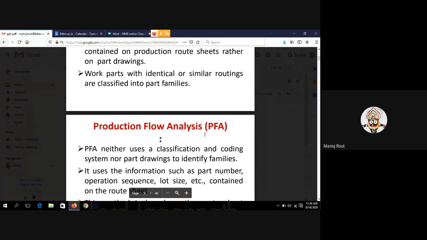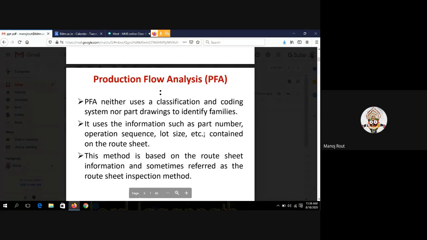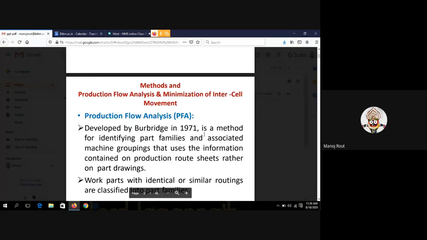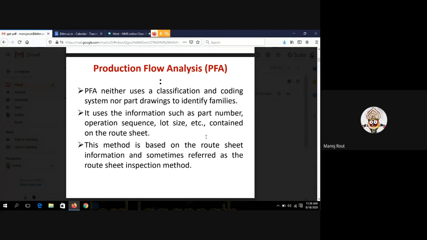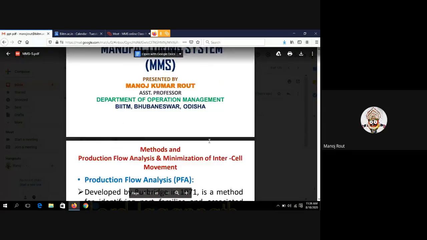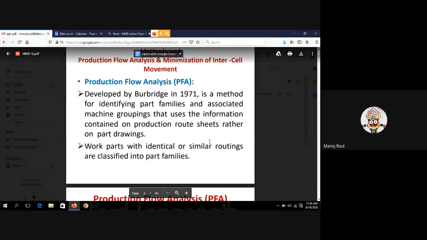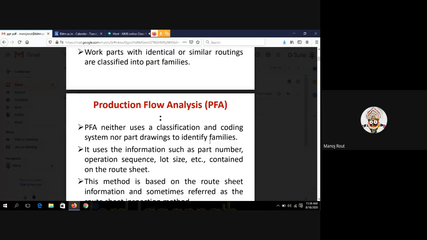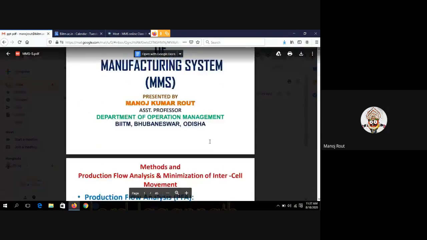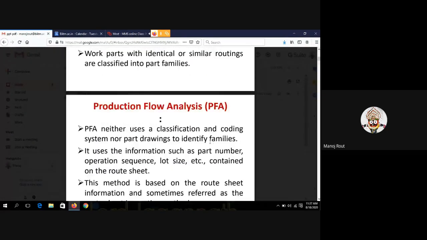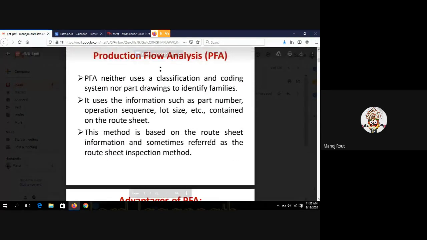The next part is that product flow analysis is neither used as a classification and coding system nor does it use part drawings to identify the families. It uses information such as part number, operation sequence, lot size, and it contains the route sheet also. So this method is directly based on route sheet information, and is sometimes referred to as the route sheet inspection method.